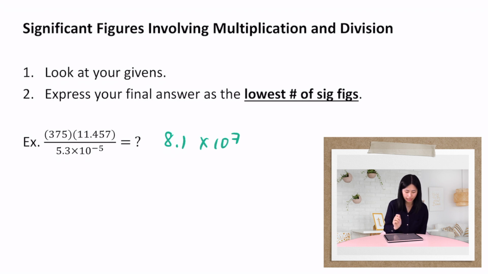And the reason for that is because 5.3 is your lowest number of significant figures, because in this case, you have 2 sig figs for 5.3. For 375, there's 3 sig figs. And for 11.457, there's 5 sig figs. Therefore, the lowest number of significant figures is 2, and you need to express your answer in 2 significant figures.